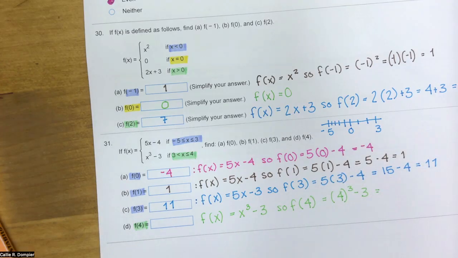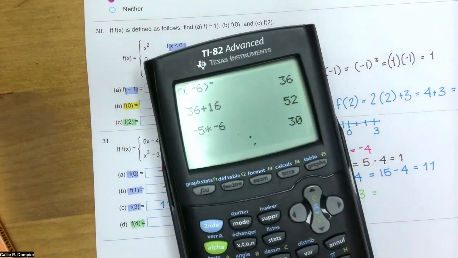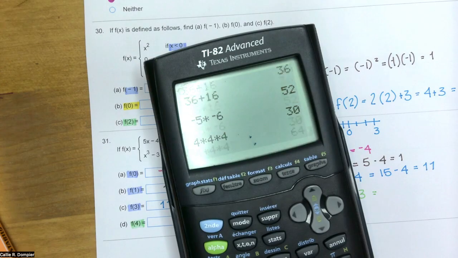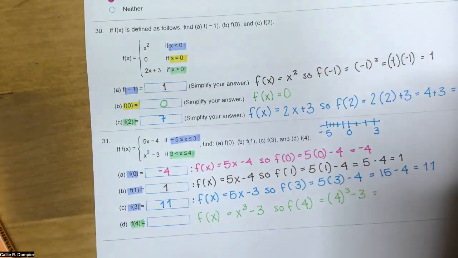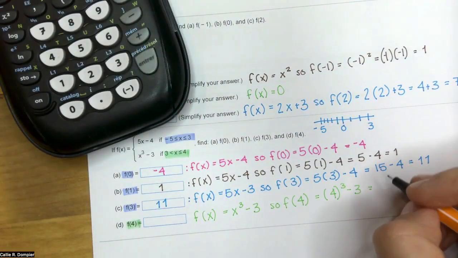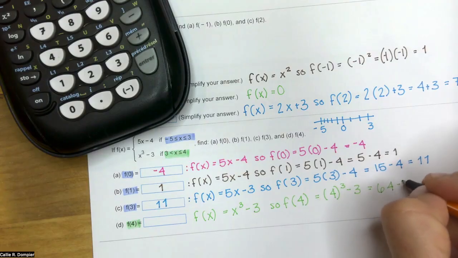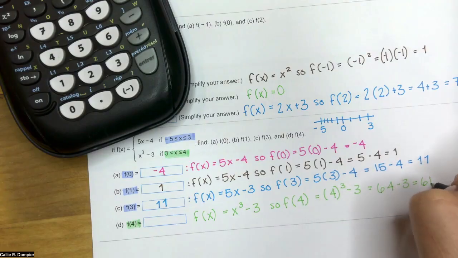Now you can put that into your calculator, or you can just say, what's 4 times 4 times 4? It's 64, right? 4, 3 times. 64 minus 3, which is 61.